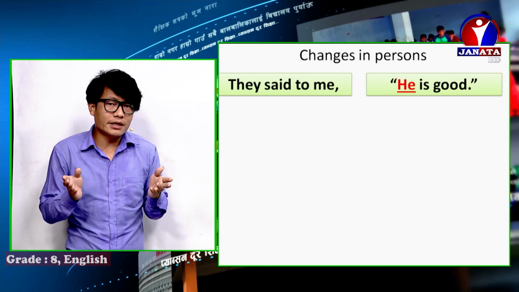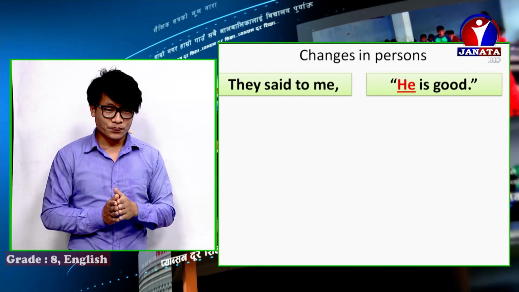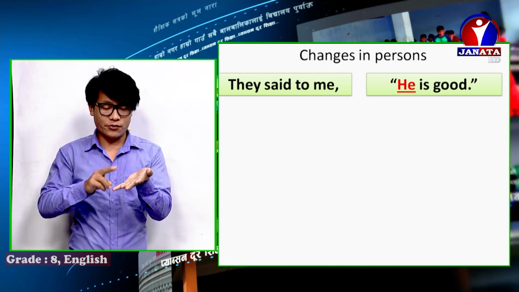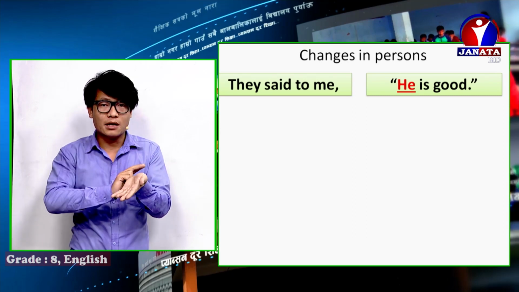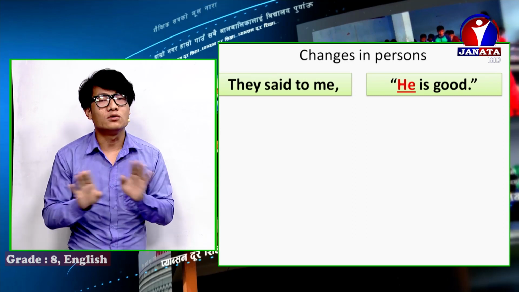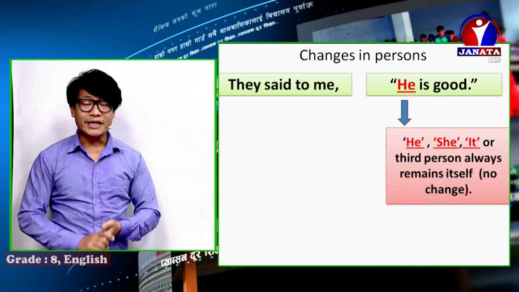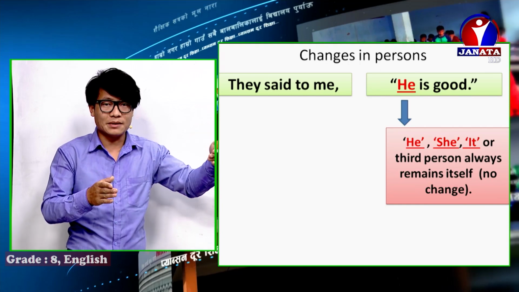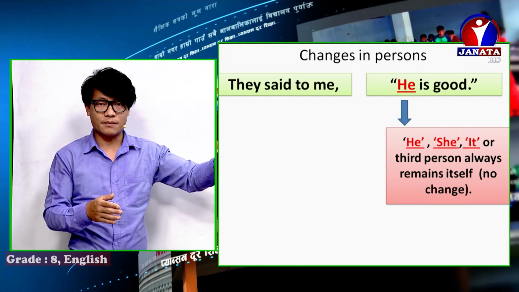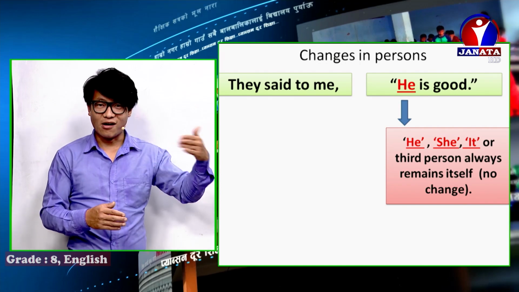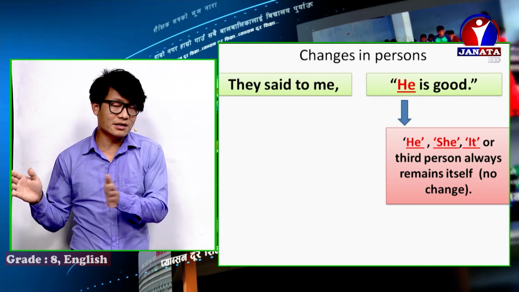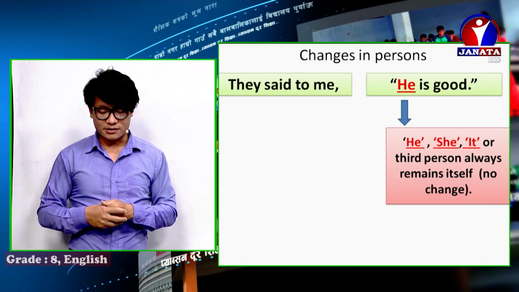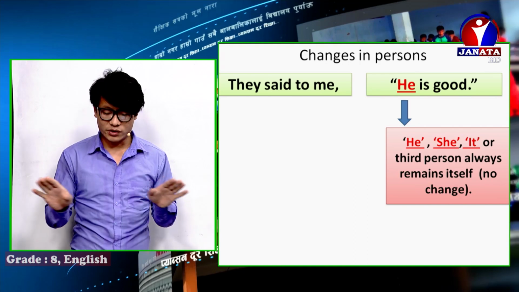But what is the subject here? The subject is he. So you is changed according to the object. I and we pronouns are changed according to the subject, but for he, there is no change. So he, she, it, or third person. Third person means there can be the names of persons like Sugam, Srishna, Hari. These names can be there as third persons. So he, she, it, or third persons always remain themselves. There is no change. Okay?